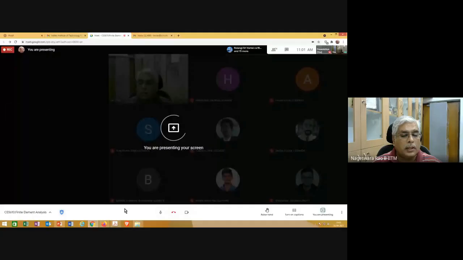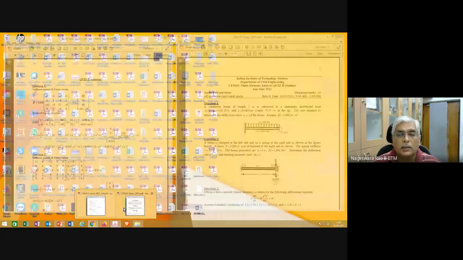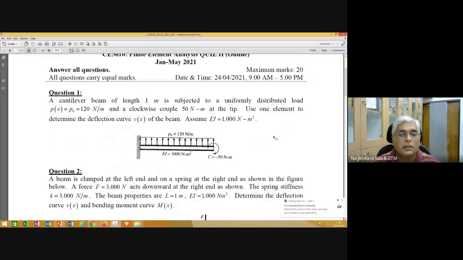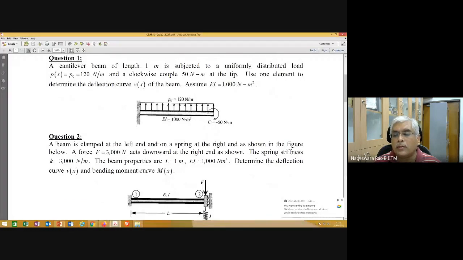Let me show you the solutions for the quiz we attempted on Saturday. So this is the question paper. These are the questions. This is a very simple quiz, understand? And you need to use consistent units, and you need to adopt the conventions that we discussed in the class. So let me show you the solutions.